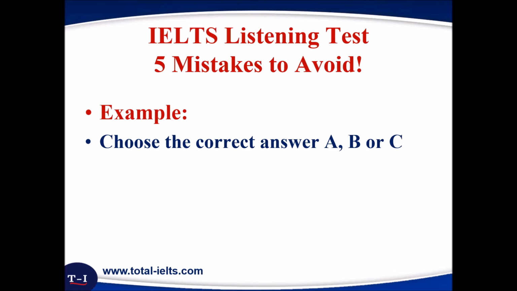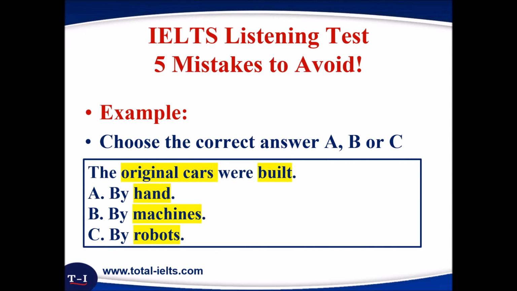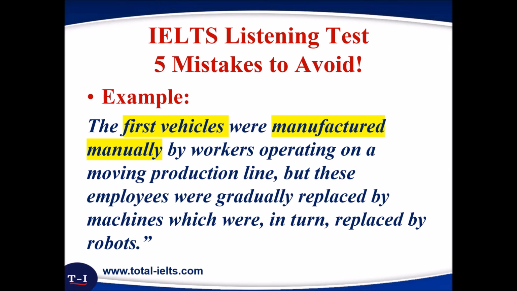Let's look at an example from an IELTS past paper, and this is the multiple choice question type. So the instruction is choose the correct answer, A, B or C. And the key words here are the original cars were built by hand, machines or robots. The actual recording says the first vehicles were manufactured manually by workers operating on a moving production line. But these employees were gradually replaced by machines, which were in turn replaced by robots.